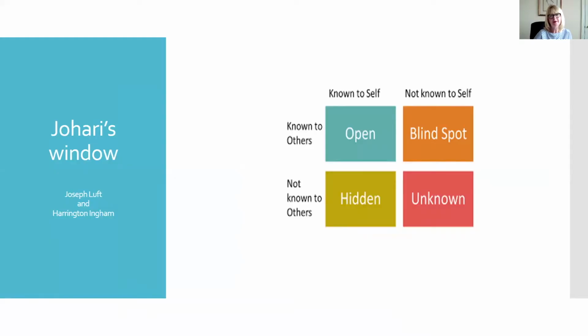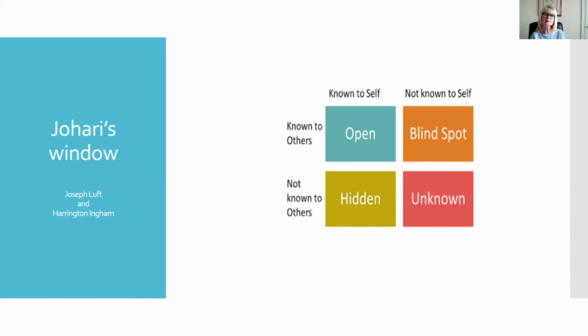So what you have here is a tool called Johari's window, named after the two psychologists who came up with the idea, Joseph Luft and Harrington Ingham. And they put this idea together in the 1950s. And what they said was that for all of us, we have 4 parts to our understanding of ourselves. So I'll just talk you through each of these parts and see if they make sense to you.